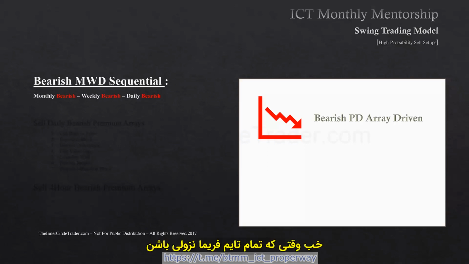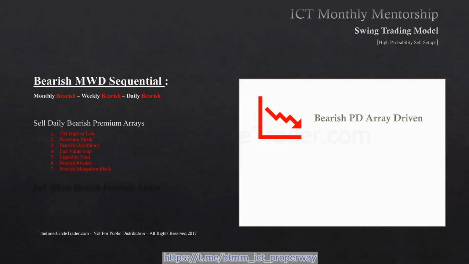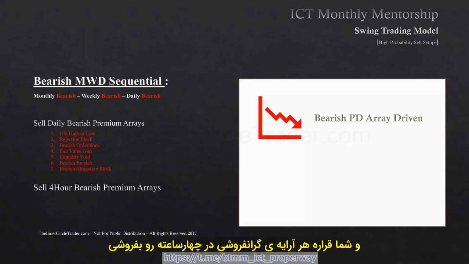Okay, when all three time frames are bearish, you're going to be looking to sell all daily bearish premium arrays, and they're going to be in the form of an old high or low, a rejection block above the candle's bodies, a bearish order block, a fair value gap, a liquidity void, bearish breaker, and any bearish mitigation block. And you're going to sell every 4-hour bearish premium array.